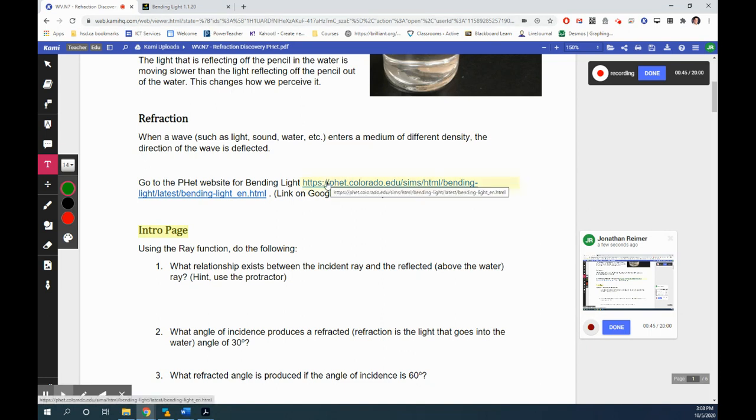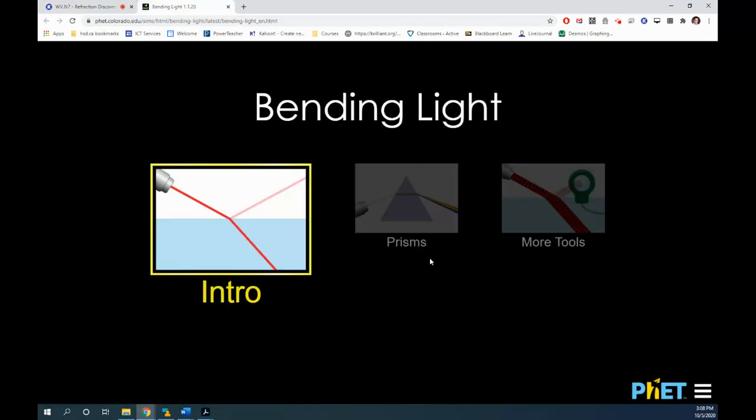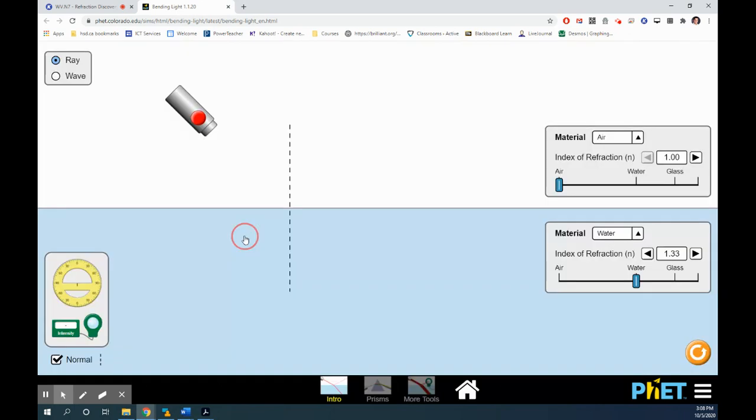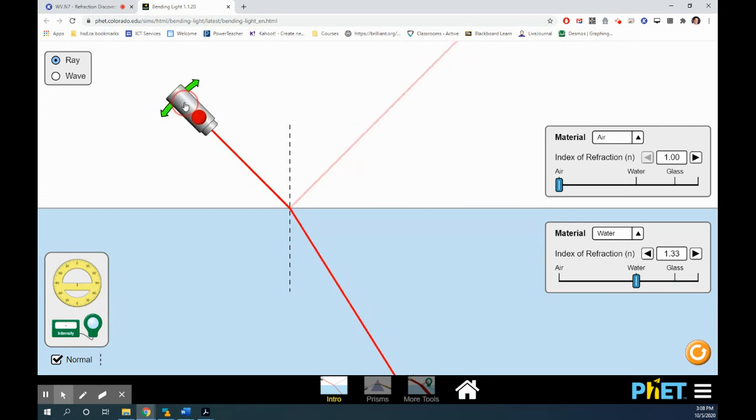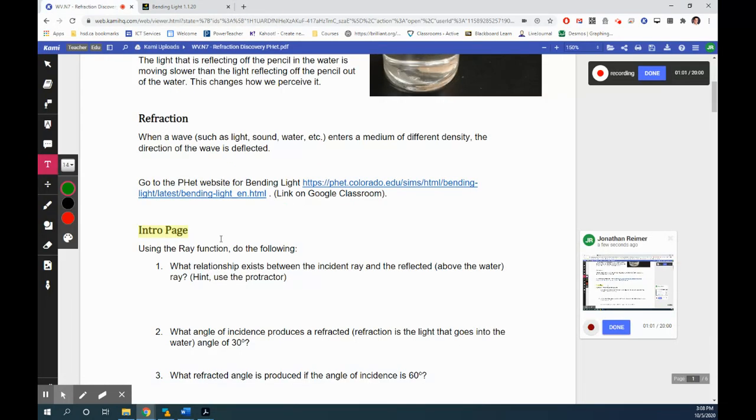So there will be a link on Google Classroom for you to click for this simulation. It should look something like this. And we'll start with the intro. And so the intro, we can click here and we turn on this laser. And we can move it around, and I'll show you some tools as we go.